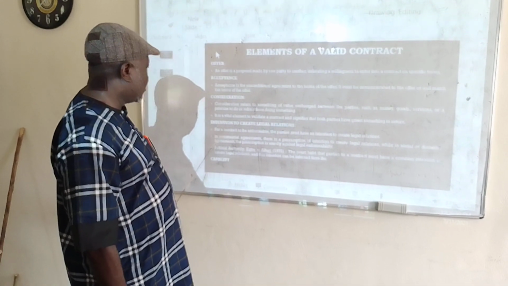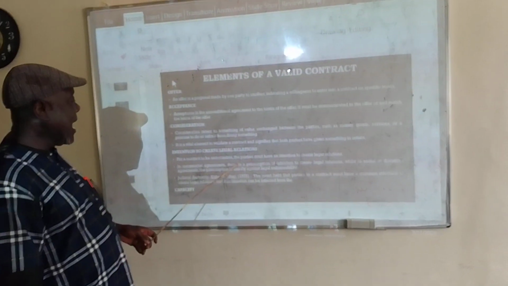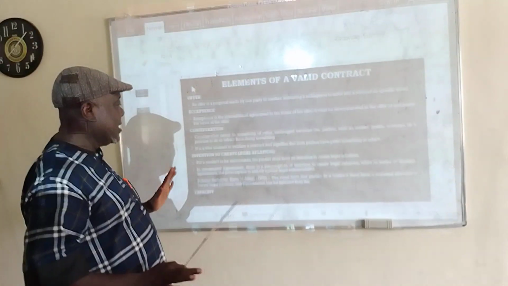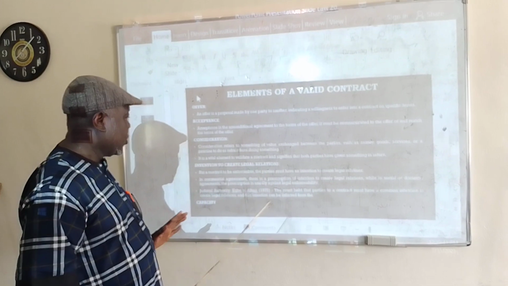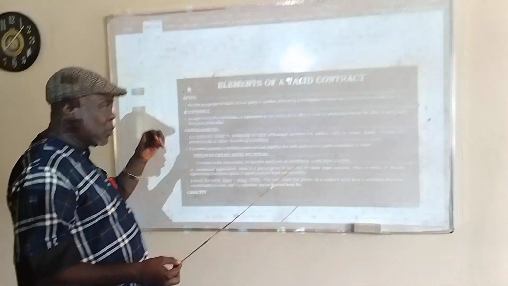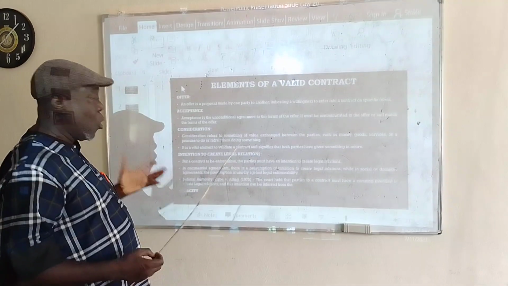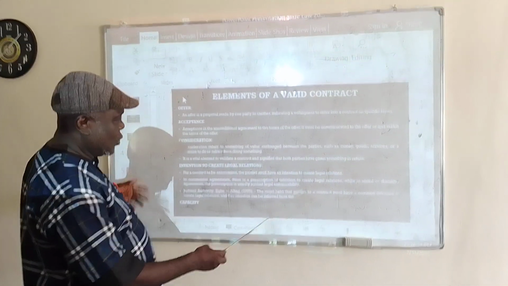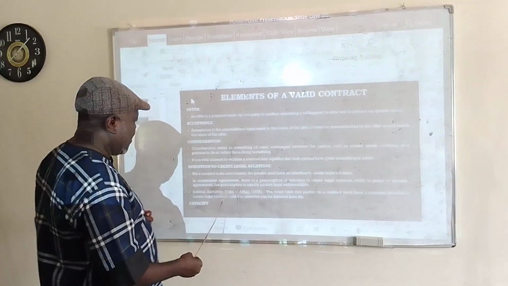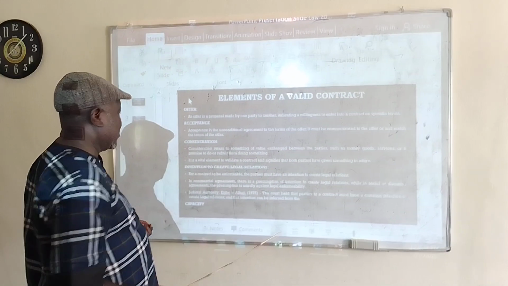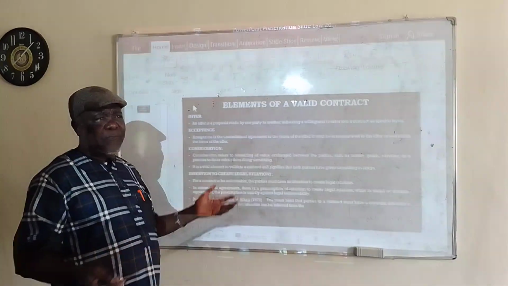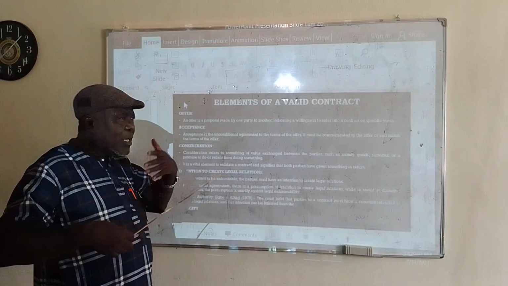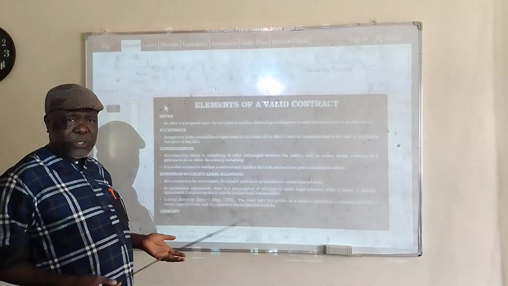Now, we have also another element of a valid contract, which is intention to create legal relationships. We say for a contract to be enforceable, the parties must have an intention to create legal relationships between them. There must be that intention. For instance, in commercial agreements, there is a presumption of intention to create legal relations, while in social or domestic agreements, the presumption is usually against legal enforceability. The point here is that most often in commercial agreements, definitely we assume that parties intend that this agreement should be enforceable, should be legal.